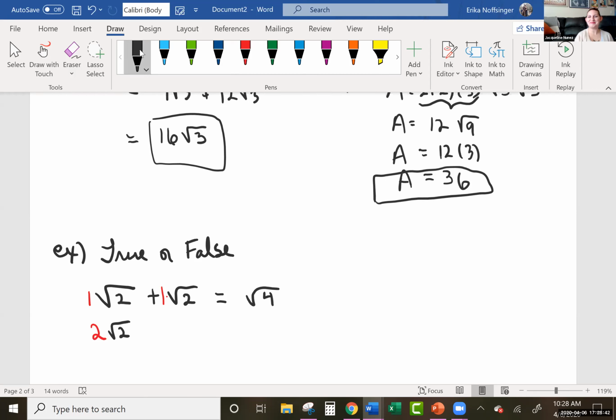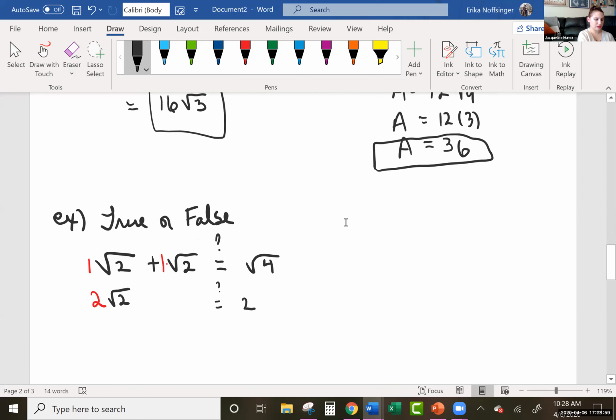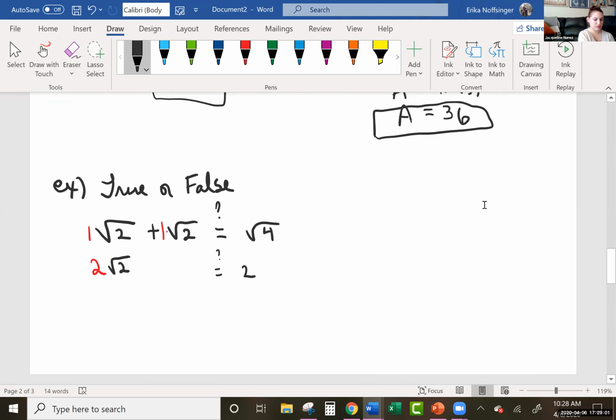Good to know. And so this was kind of a question mark. If I look at the square root of 4, what do I get back? 2. So this would be false.